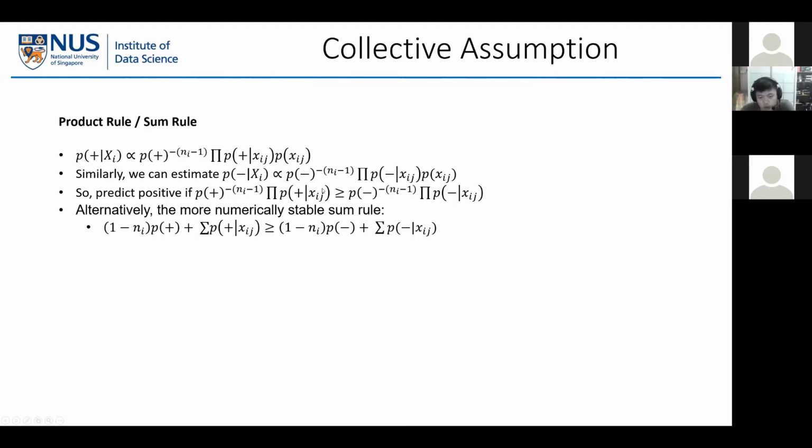Alternatively, because if you have a lot of instances, this number tends to be very small and we'll have a lot of errors, we can approximate this by another expression called the sum rule, which is a numerical approximation of this that is more stable. You can just think of this as taking the logarithm of the terms above, but they're basically similar in this case. So up to here, is there any question?